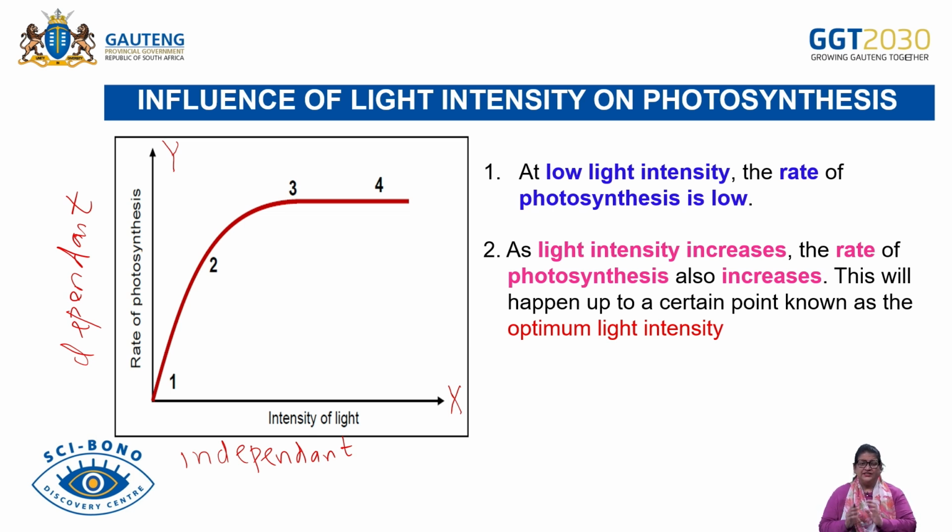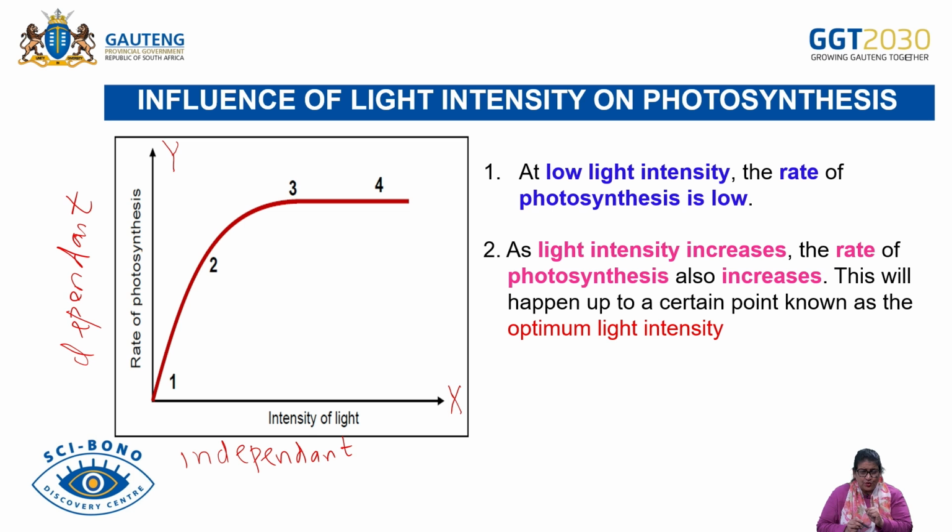All right, you can take a lamp, and then you can take a pot plant, a plant inside a pot. You can bring the plant closer to the lamp. It means it's going to get more light. You can take the plant further away from the lamp. It means the light intensity is going to decrease. So you can control the light intensity. That's why it's an independent variable.